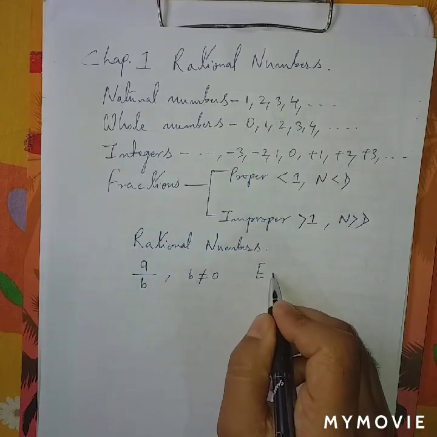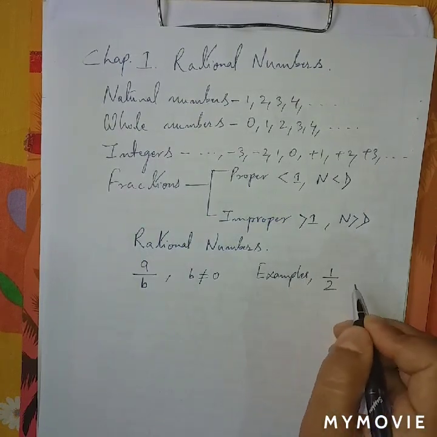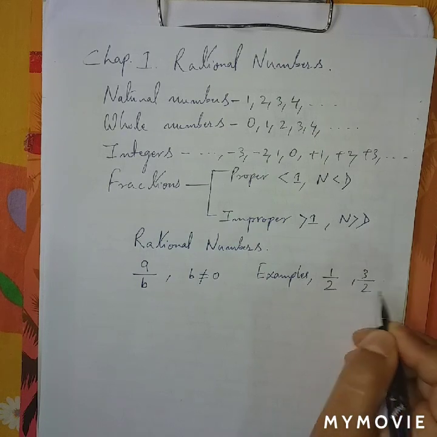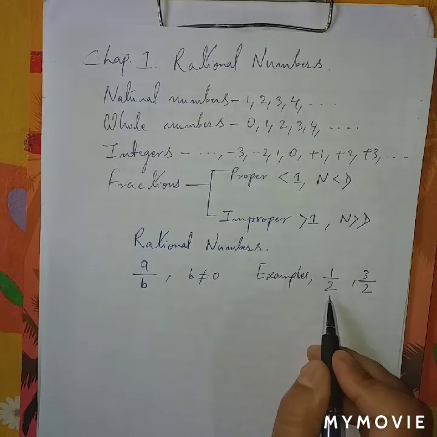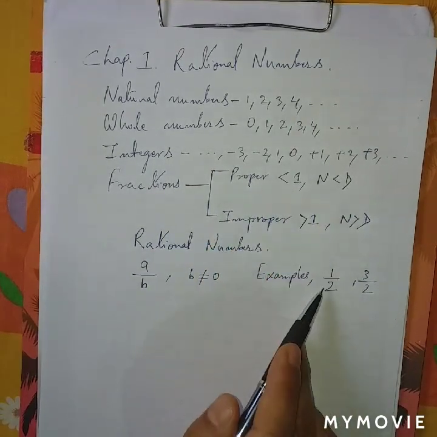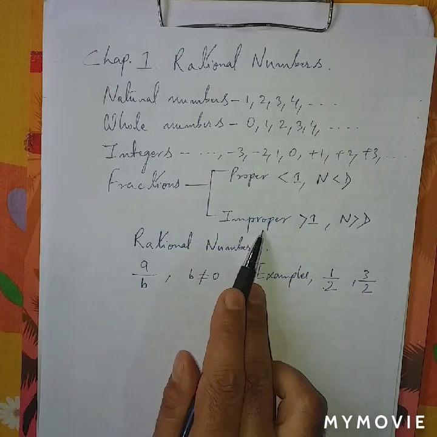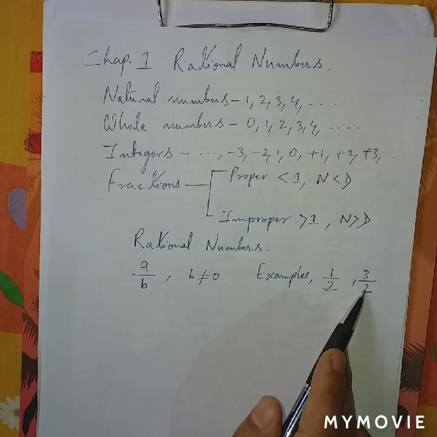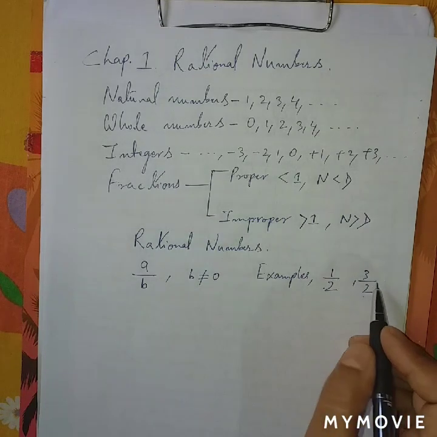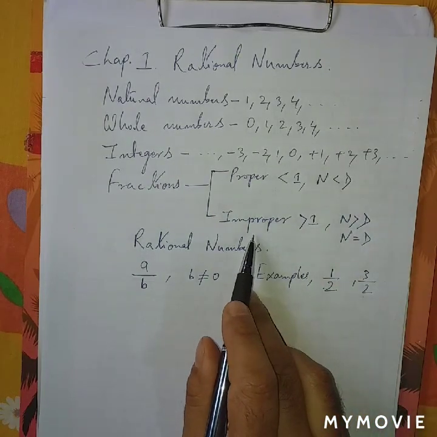Examples of a few rational numbers like 1 by 2, 3 by 2. So 1 by 2 is a proper fraction. You can see here numerator is less than denominator. The value of this is less than 1. Improper fraction, you can see here the example where numerator is greater than denominator and the value is greater than 1. Numerator can be equal to denominator also in improper fractions.